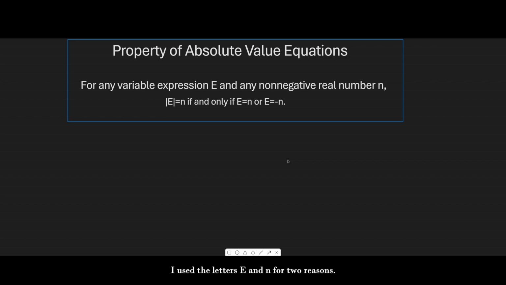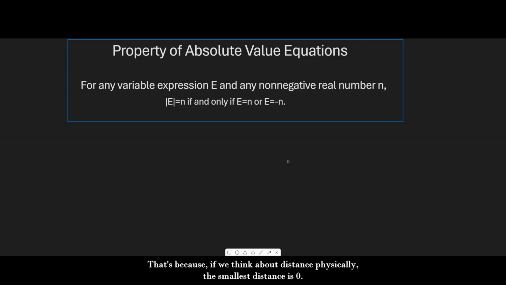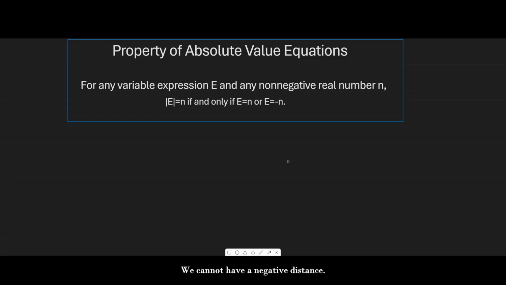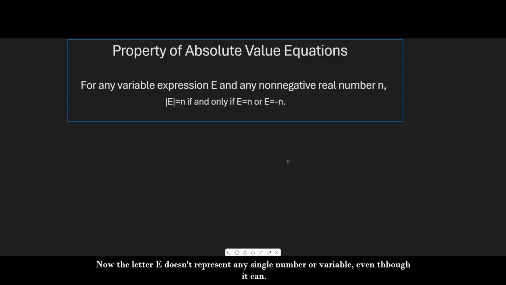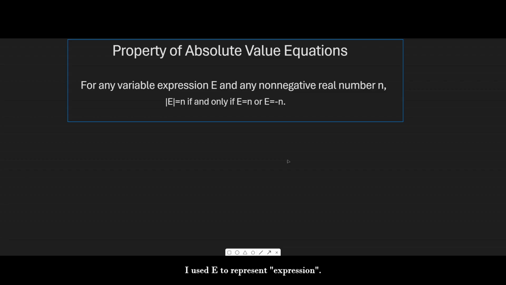I use the letters e and n for two reasons. First, more importantly, n is our distance. It's also required to be non-negative. That's because if we think about distance physically, the smallest distance is 0. We cannot have a negative distance. Now the letter e doesn't represent any single number or variable, even though it can. I used e to represent expression. We can have an entire expression inside our absolute value bars.